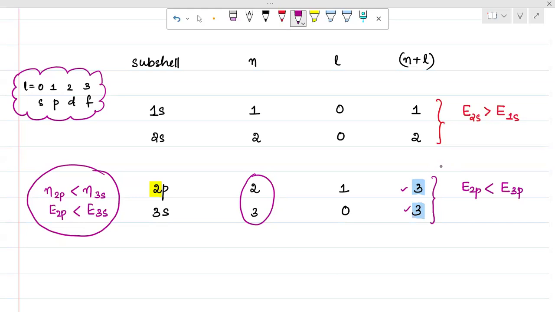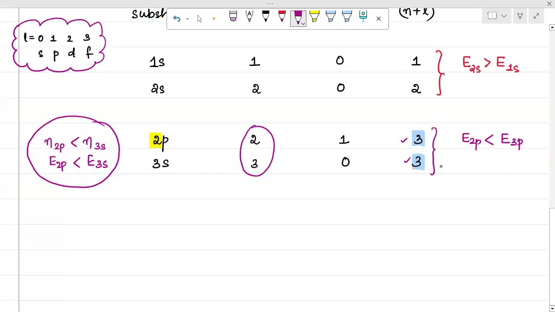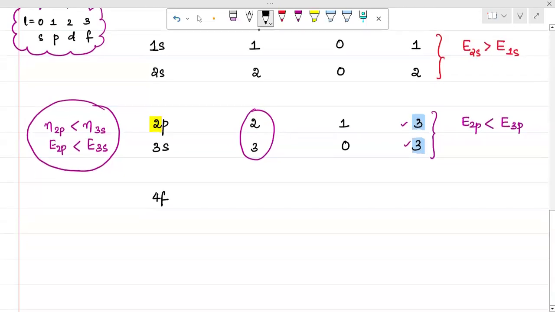Okay, let's say I want to compare, let's frame a question if possible, 4f and 6f. Let's say I want to compare these two.